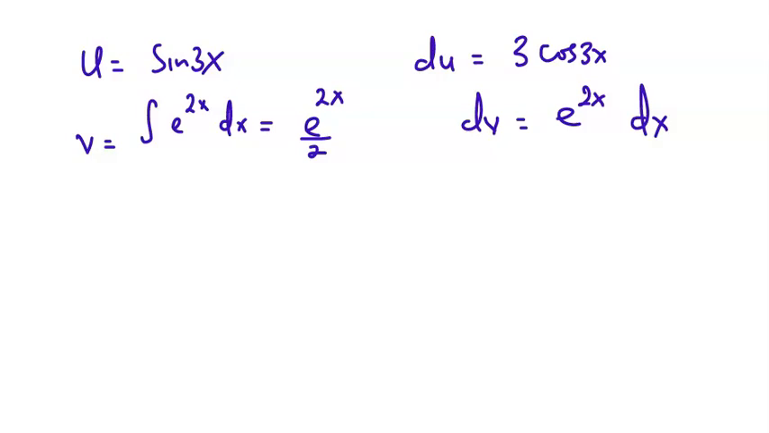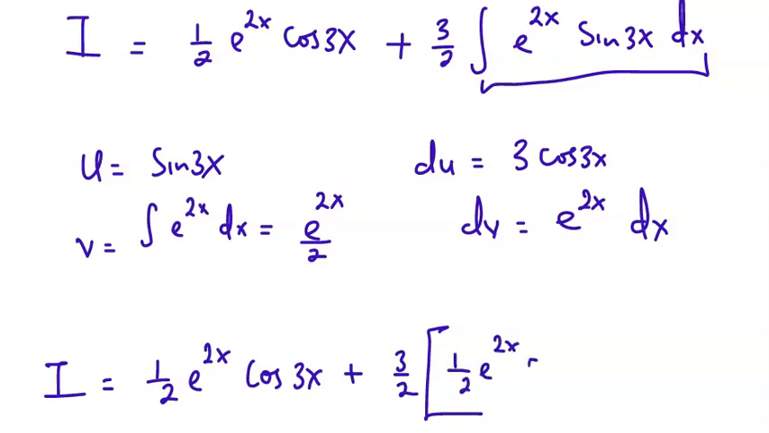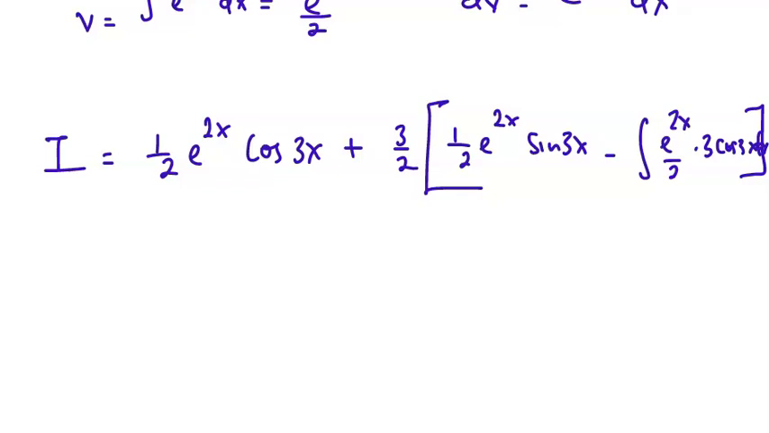So from here we get I. Already we know 1 over 2 e raised to the power of 2x times the cosine of 3x, plus, so this right over here, 3 over 2, opening a bigger bracket. So uv here is 1 over 2 e to the power of 2x multiplied by the sine of 3x, minus the integral of v. v is e raised to the power of 2x over 2, du multiplied by 3 cosine of 3x dx. Now, open that bracket properly.